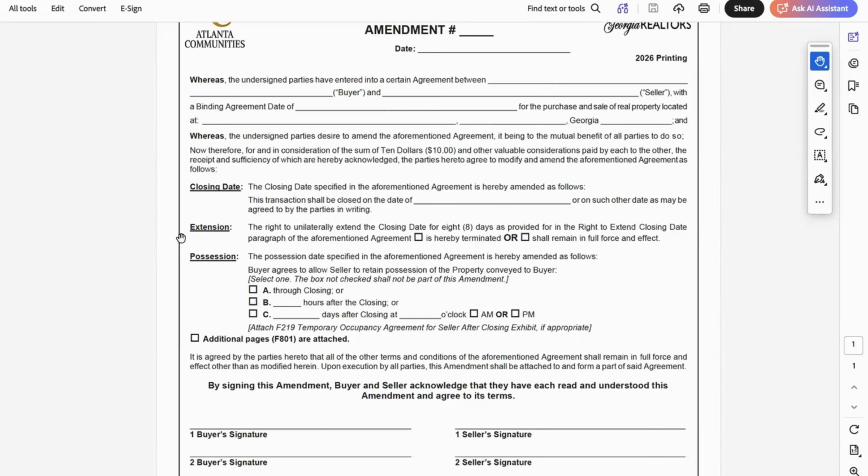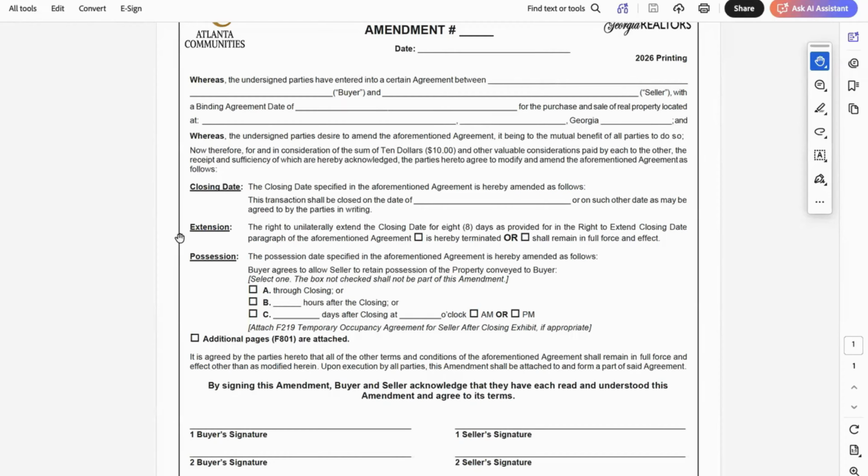Extension. This refers to the 8-day unilateral extension right found in the GAR purchase and sale agreement. Either party may unilaterally extend closing up to 8 days if necessary. Two options. You must select one.